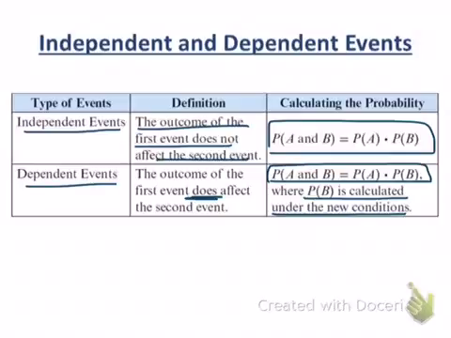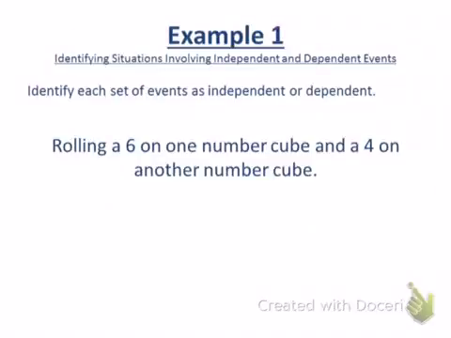Okay, any questions about that? And it's going to make better sense in the context of some examples, right? But first, it's going to be helpful to us to be able to identify if an event is independent or dependent. All right, so let's just identify this as independent or dependent, and then we will calculate the probability.